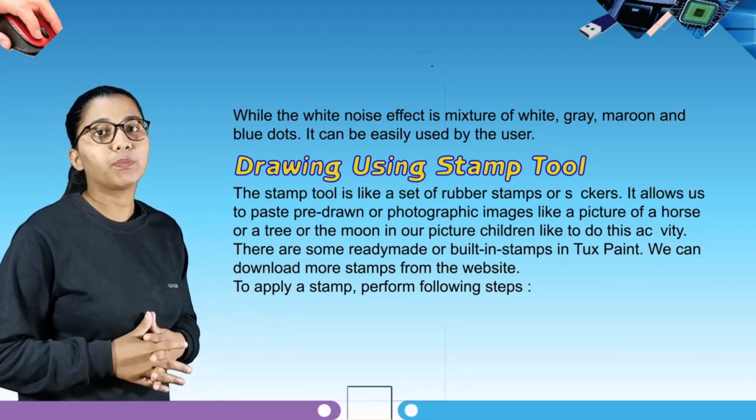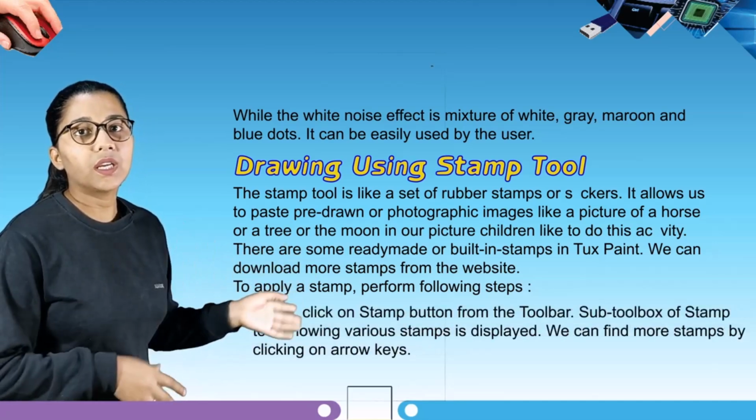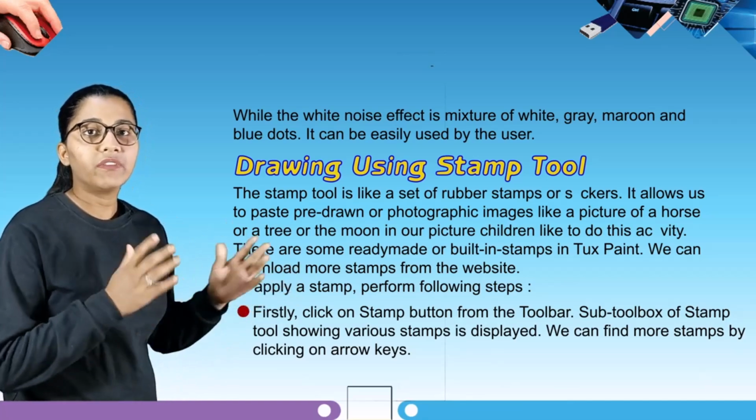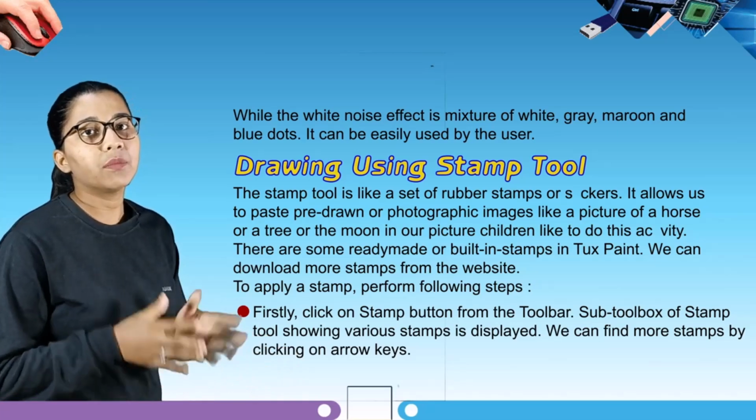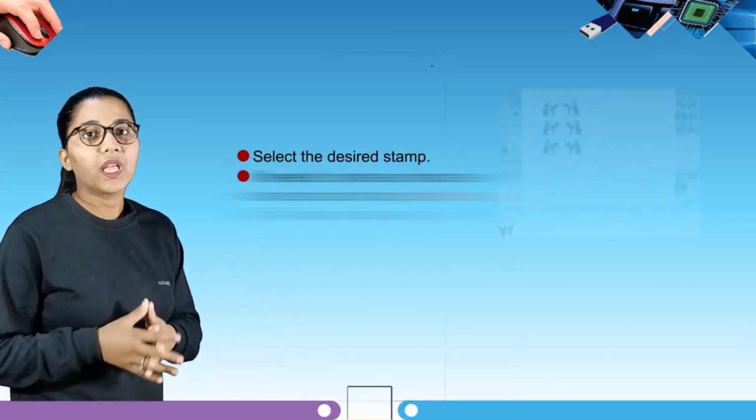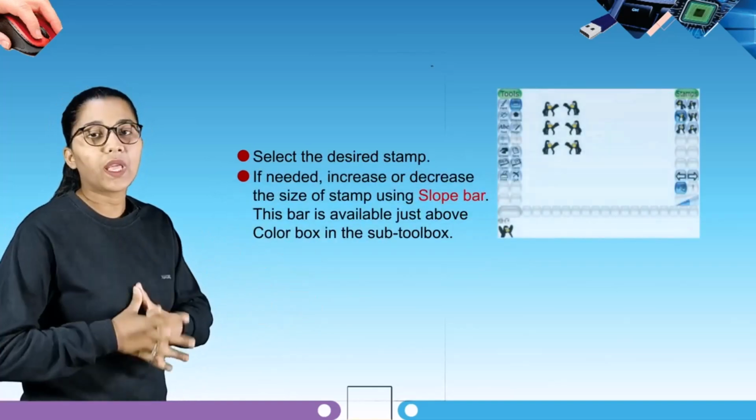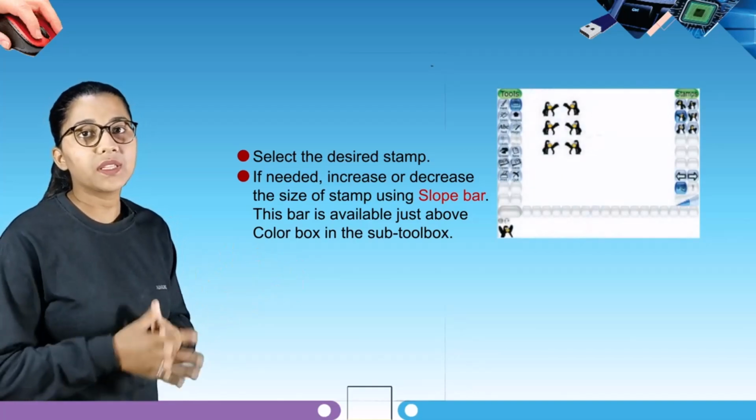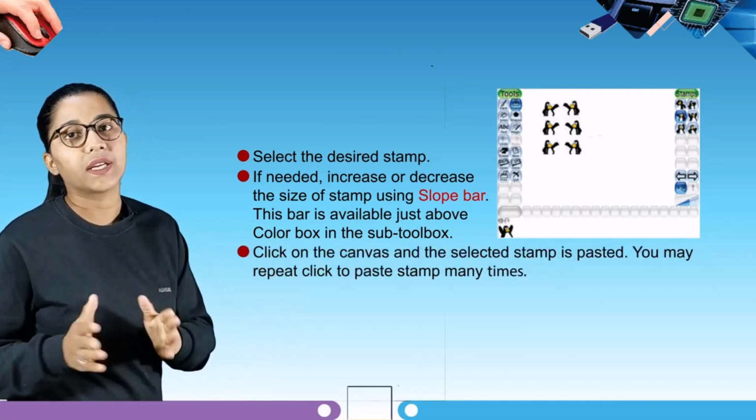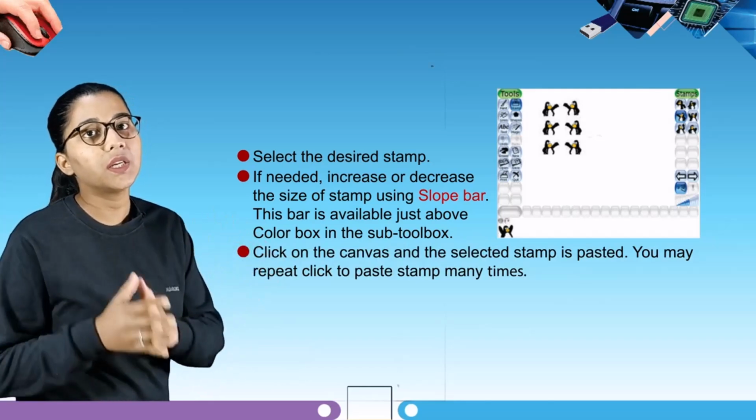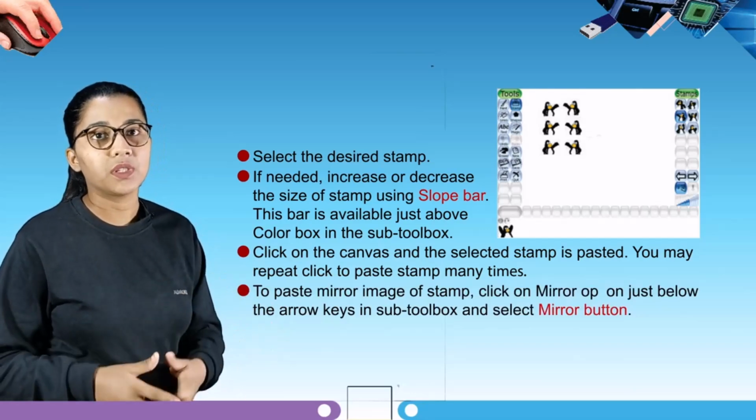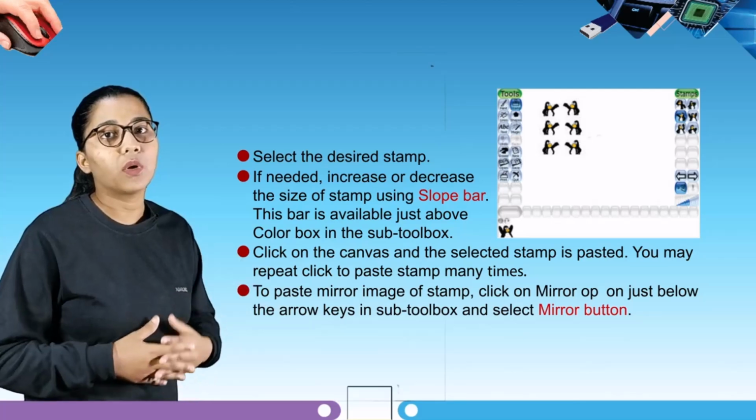To apply a stamp, perform the following steps. Firstly, click on stamp button from the toolbar. Subtool box of stamp tool showing various stamps is displayed. We can find more stamps by clicking on arrow keys. Select the desired stamp. If needed, increase or decrease the size by using slope bar. This bar is available just above color box in the subtool box. Click on the canvas and the selected stamp is pasted. You may repeat click to paste stamp many times.